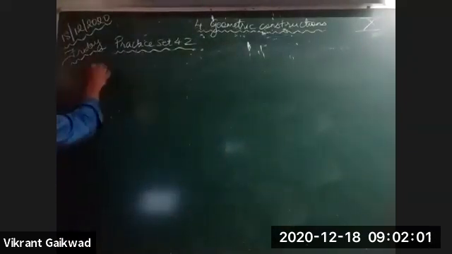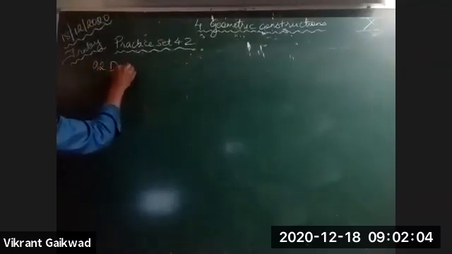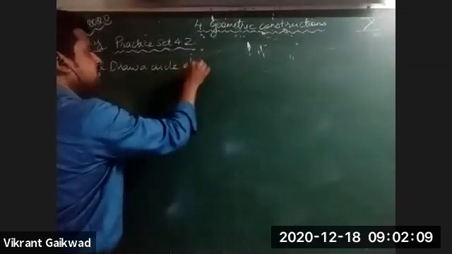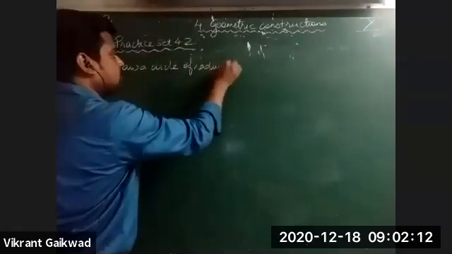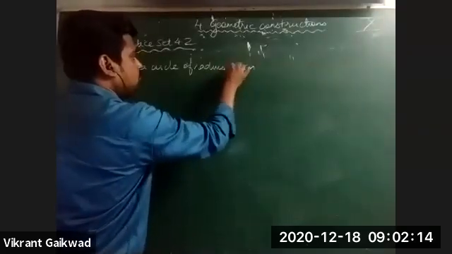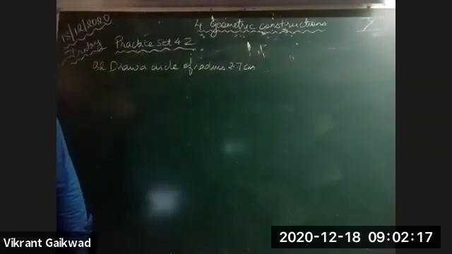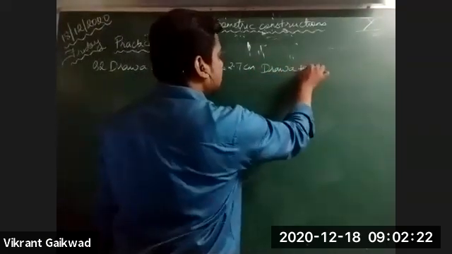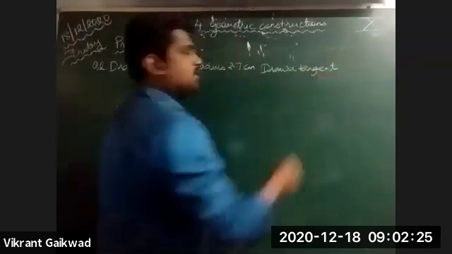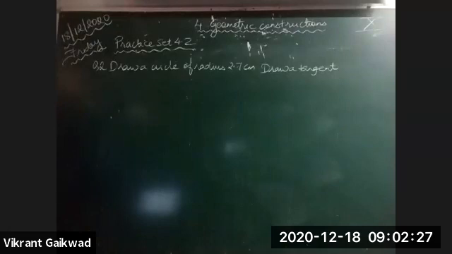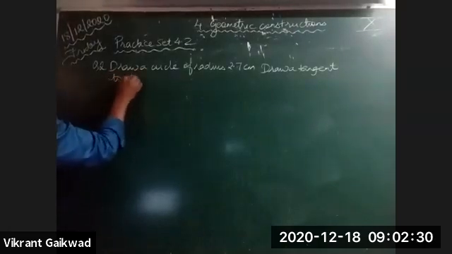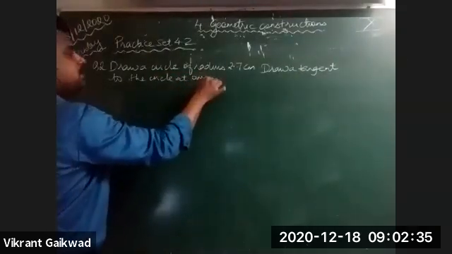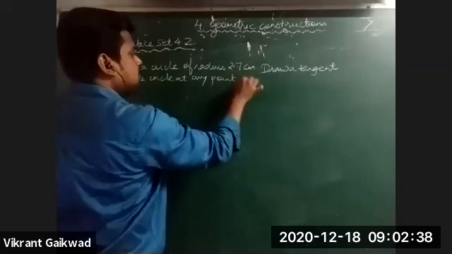You have to draw a circle of radius 2.7 centimeters. Draw a tangent to the circle at any point on it.